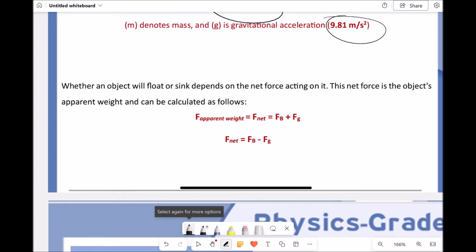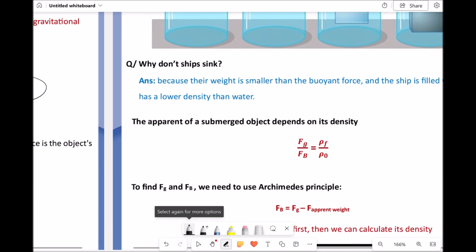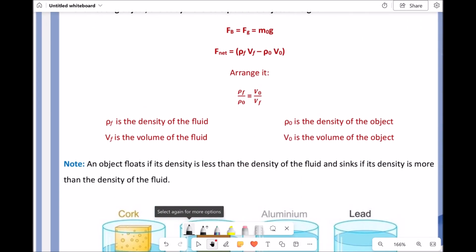Guys, you have this equation. Whether an object floats or sinks depends on the net force on it. This net force is the object's apparent weight and can be calculated as follows. If you want to calculate the apparent weight of an object, you should add the buoyant force and the weight of the object. Then you will get the apparent weight, okay? You'll be dealing with this equation a lot, so please try to memorize it.